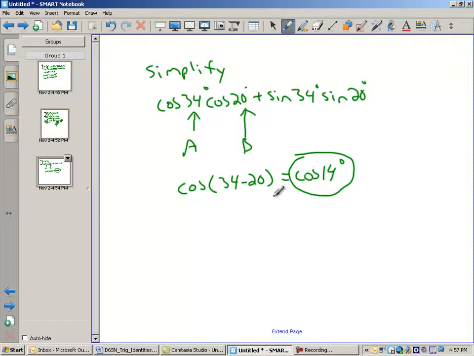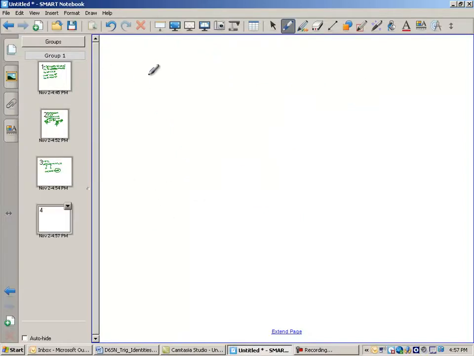Okay, let's do a proof. Yay, proof. Let's prove that the cosine of x minus pi is equal to negative cosine of x.